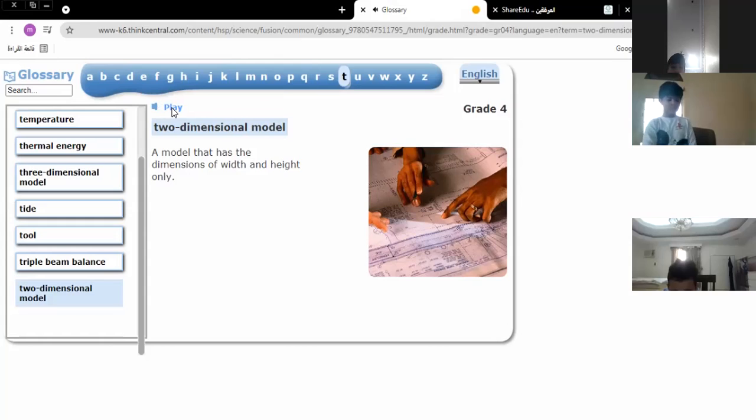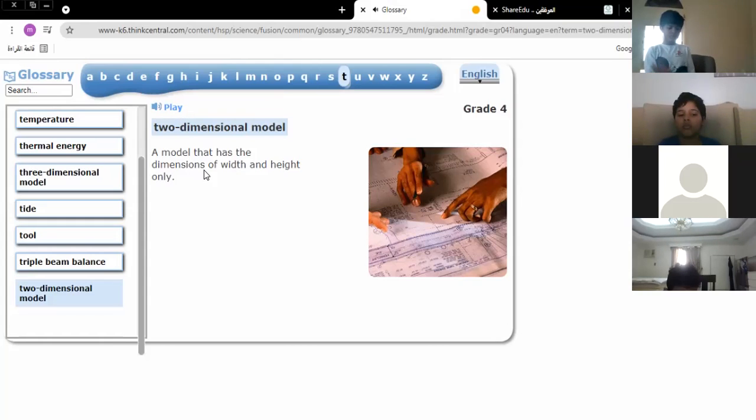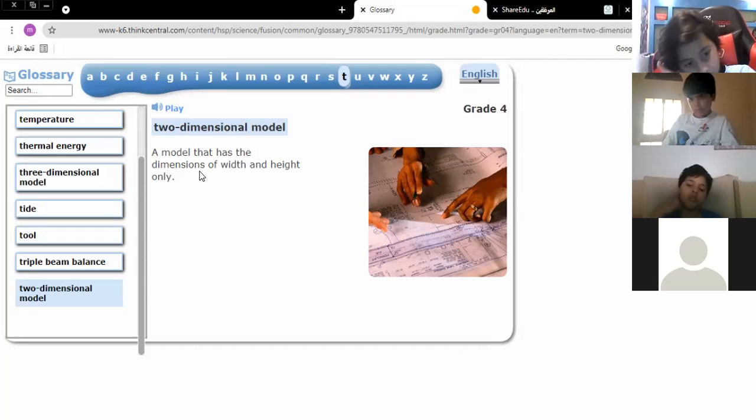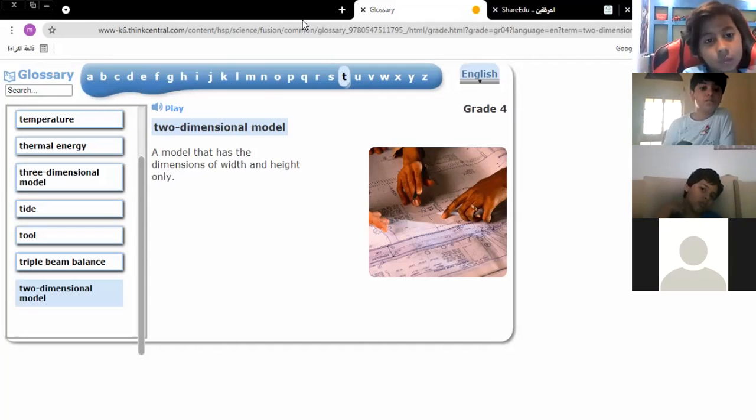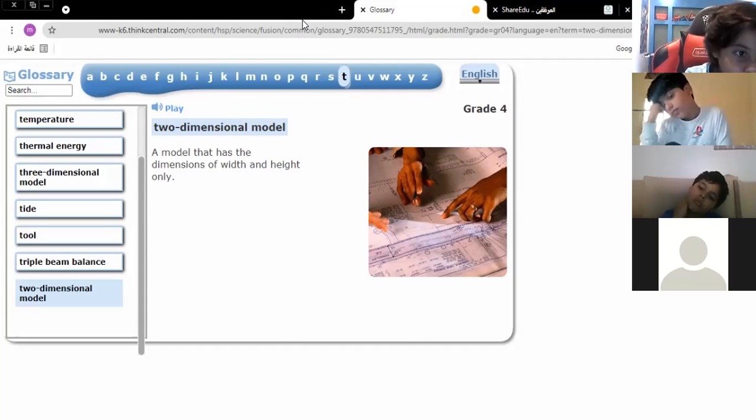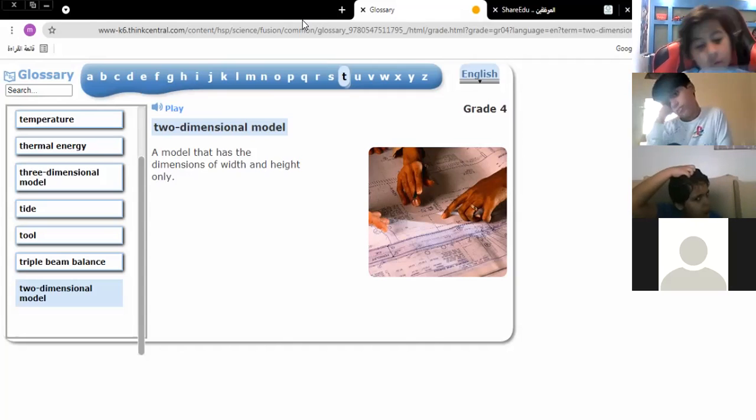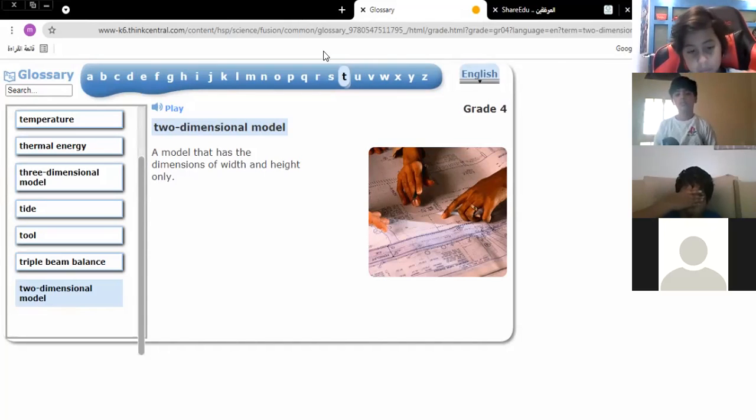Two-dimensional model. A model that has the dimensions of width and height only. Now we are going to learn more about two-dimensional model and three-dimensional model. In fact, these two definitions are related to math. We have studied in math some shapes like rectangle, square, triangle. Also, we study three-dimensional shapes like cubes, cuboids, cylinder, and so on.